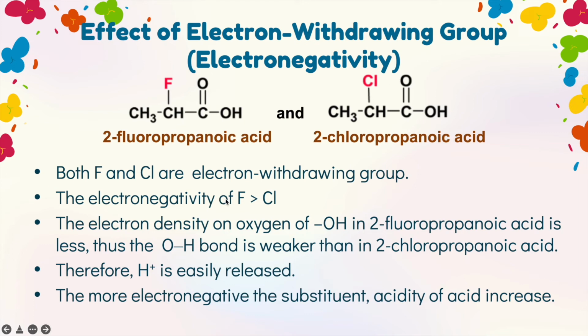Why? Because electronegativity of F is higher than Cl. The ability to attract the electron density towards Cl here is less than F. Therefore, H plus is easily released in F. In 2-fluoropropanoic acid, it's easier to remove H plus compared to this one because F is more electronegative. So we can conclude that the more electronegative the substituent, the acidity of acid increases.